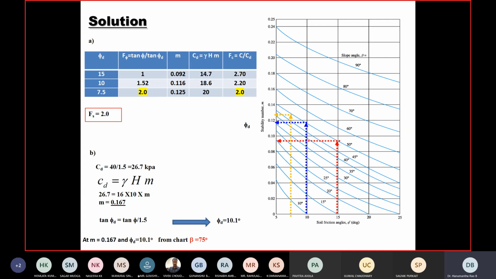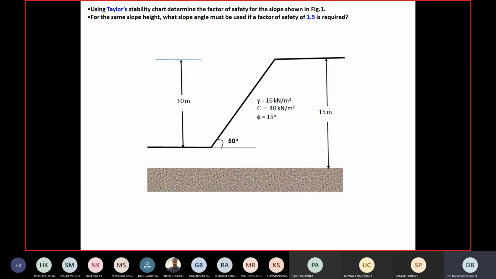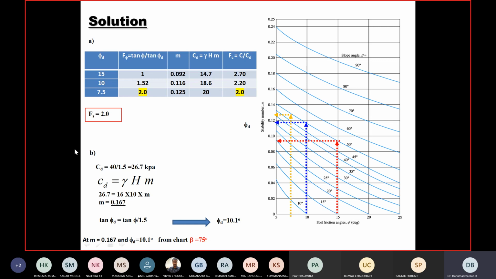Now in the same sum, for the same slope height, what slope angle must be used if a factor of safety of 1.5 is required? Here we know the factor of safety. So cd is equal to 40 by 1.5, that is 26.7. But cd is nothing but gamma h multiplied by m. So m is 0.167, then tan phi d is tan phi by 1.5, that is phi d is equal to 10.1. So at m equal to 0.167, phi d of 10.1.